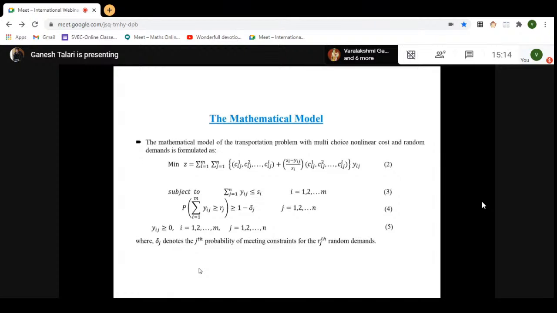Based on these considerations, I have converted it into the mathematical model: the transferred multi-choice cost plus how much has been left out from the origin. So the total units must be multiplied with the cost. This is the total cost of what has been transported, and this is what is left out from the origin, so it will be a multiplication of both. Because of this product, you can say it is non-linear multi-choice cost. Provided supply, I have not considered a random variable, only demand. Since demand is a random variable, the demand constraint should be satisfied with some probability, which I have considered as 1 minus delta j.